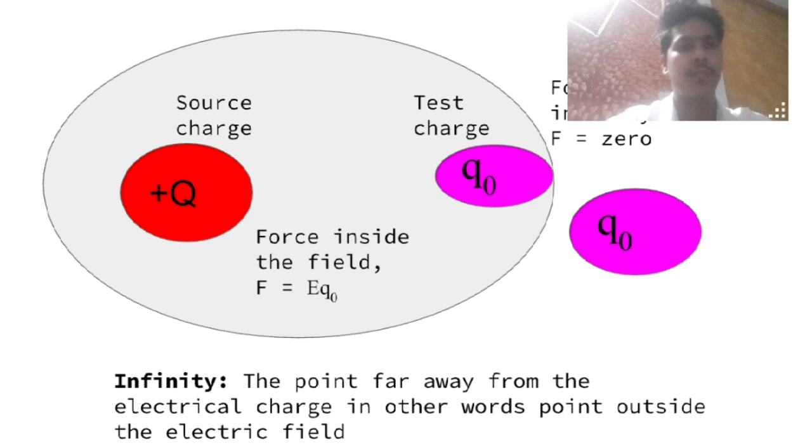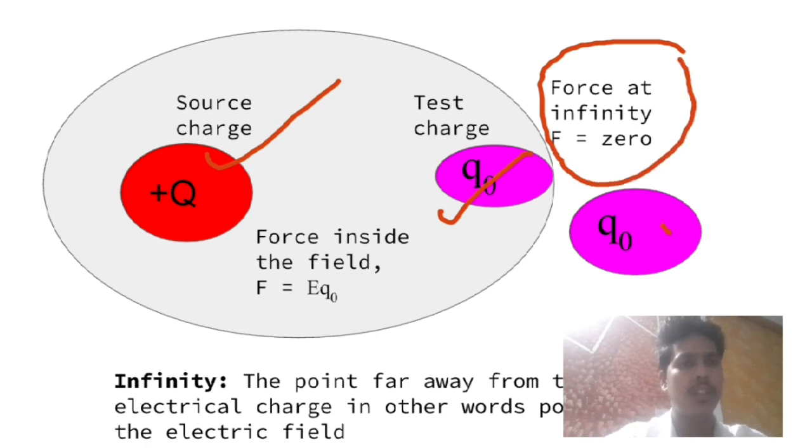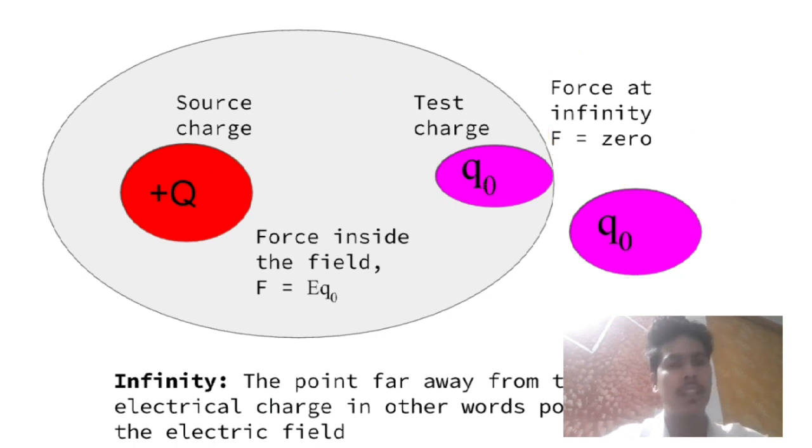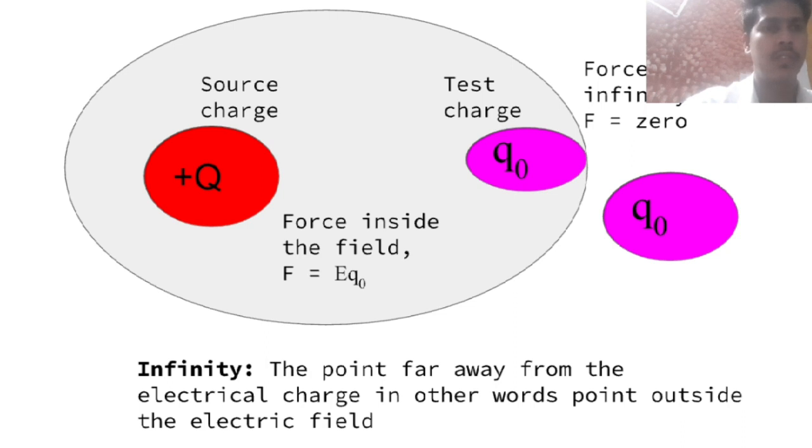In this diagram you can see this capital Q charge, this one is our source charge, and this is our test charge which is used for the testing. And if you put this small q naught charge outside the field, you can see this space is known as the electric field. Okay, and if you put this small q naught outside this space, this one is not experiencing any type of force, and this point which is outside the electric field is known as infinity. Okay, and here you can see the definition of the infinite point, and this E is known as the electric field intensity.